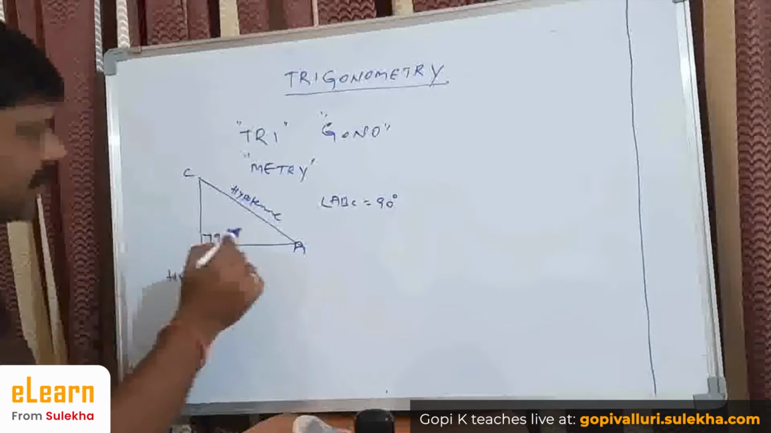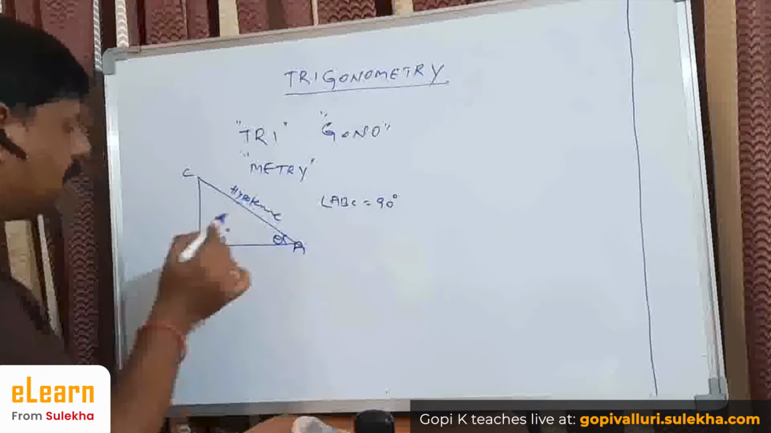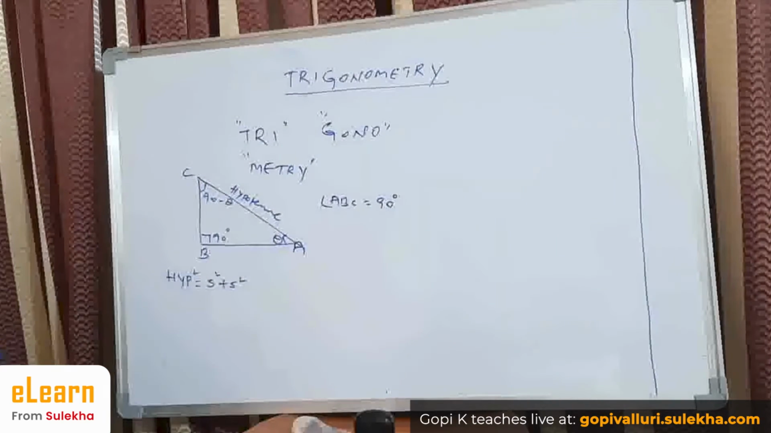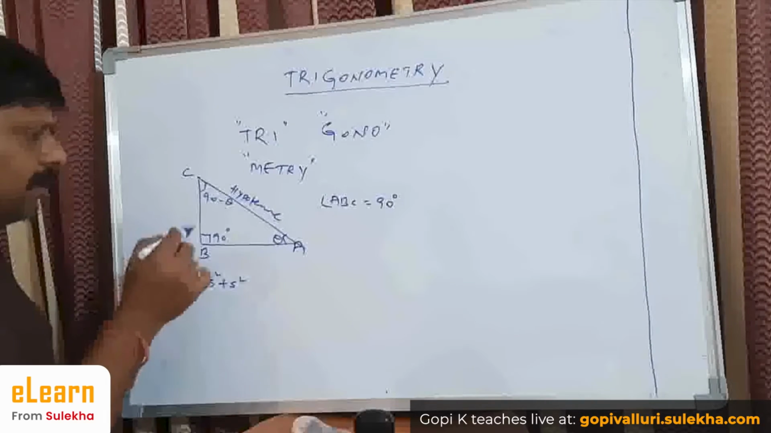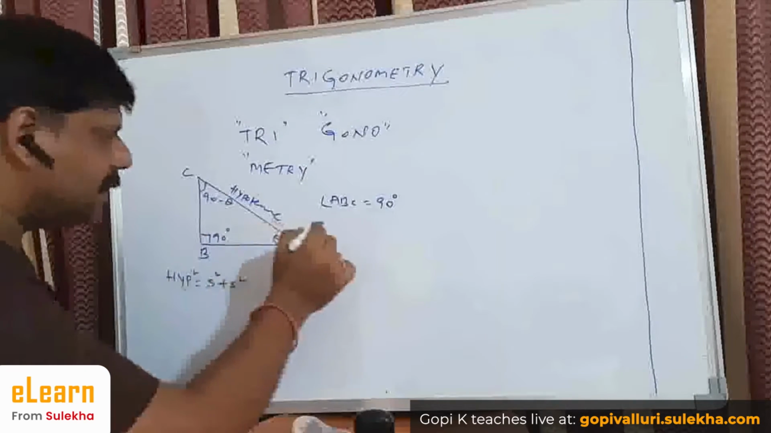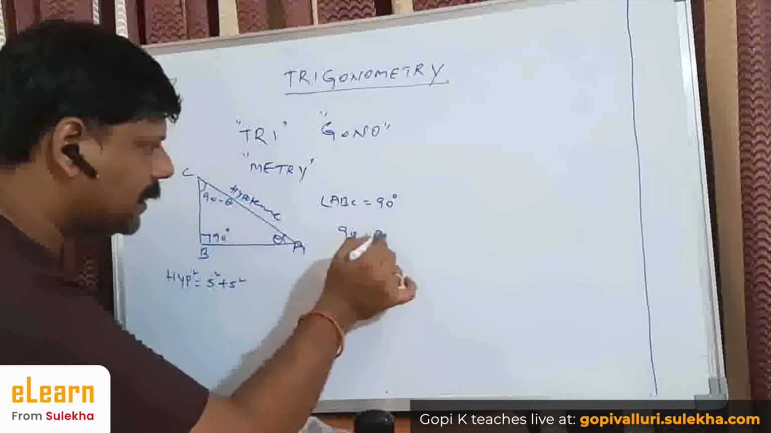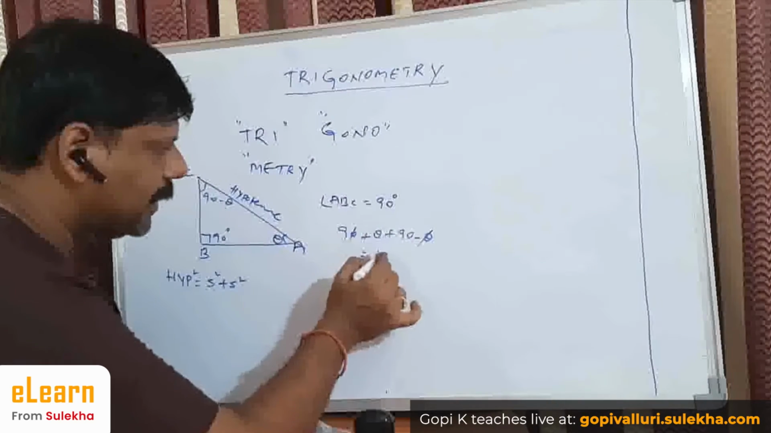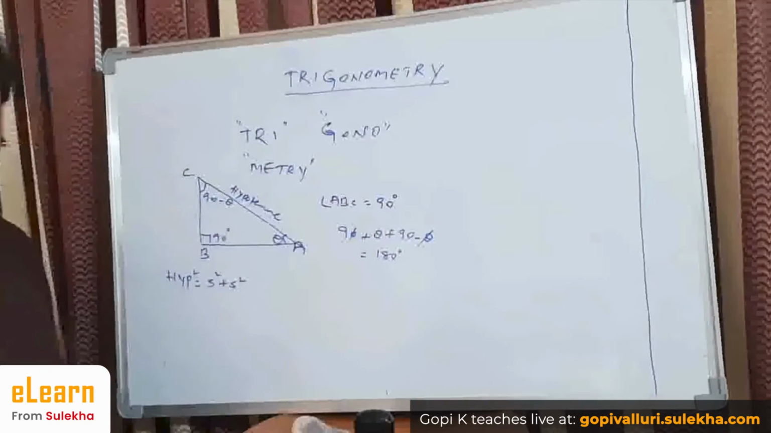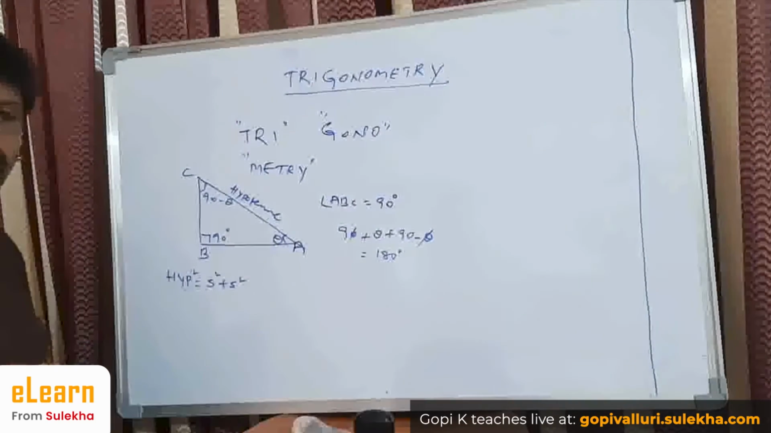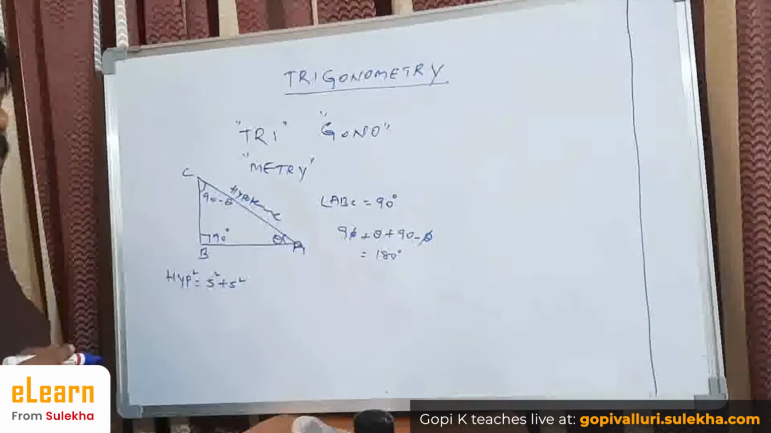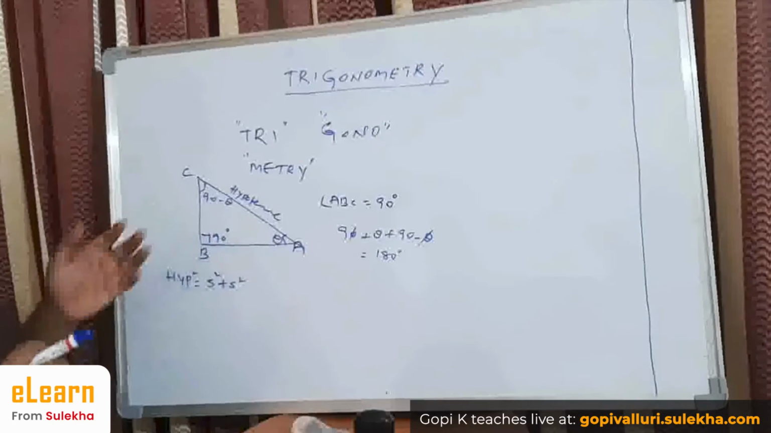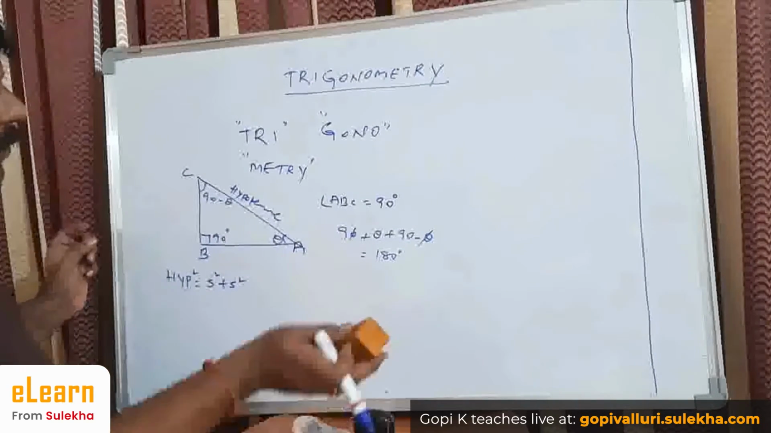Now I am considering this angle as theta, and this angle as 90 minus theta. If you add these 3 angles, what do I get? 90 plus theta plus 90 minus theta. What is the result? 90 plus 90, 180 degrees. That means in any triangle, the sum of 3 angles must be 180 degrees. That's why I have taken 90, theta and 90 minus theta. So why have I drawn this figure?